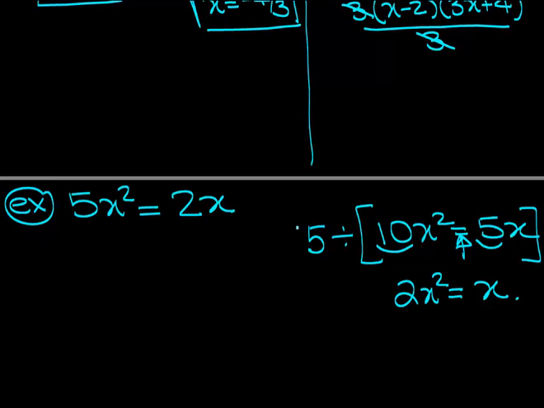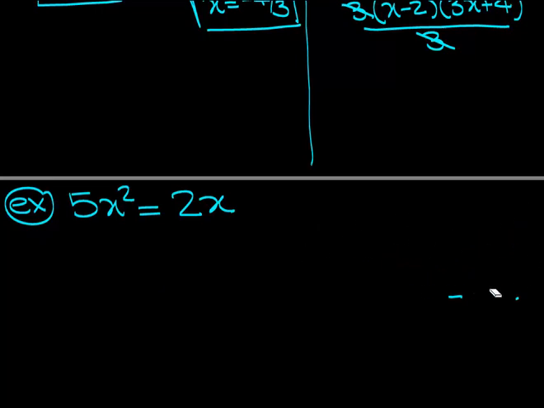I cannot do this. I cannot divide by x. Even though there's an x here, there's an x here, I cannot do that. So please do not abuse that. You can only do that with numbers. Okay. Alright, so let's go ahead and do that.